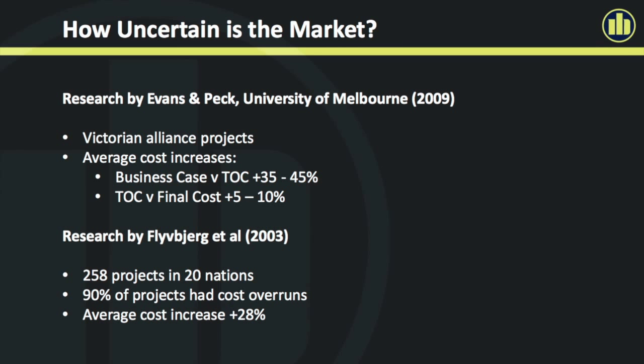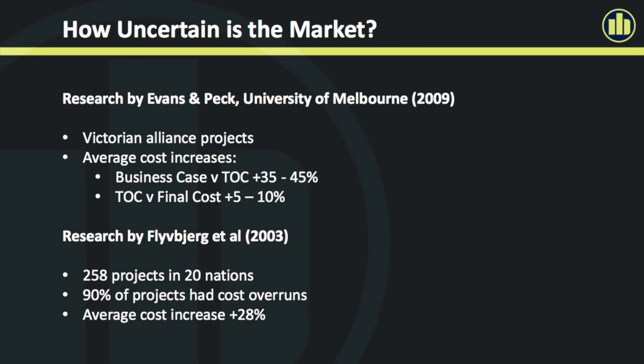Some very interesting research here in Australia was done in Victoria. It was done just on Alliance projects. Why I find it interesting is because Alliance is one of the closest things we have to IPD, and its build is what will deliver BIM. And there's some pretty big problems with it.